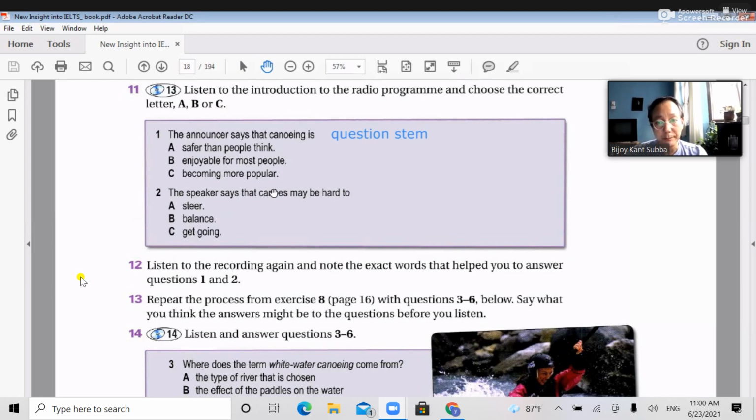And by the way, when you listen, all of the options could be mentioned. Just like the word popular could be mentioned, or maybe enjoyable, maybe safer. But you don't pick an answer just because you've heard the word, but because the meaning matches. The best answer will be the one that matches completely with the sentence. Okay, so let's try this.